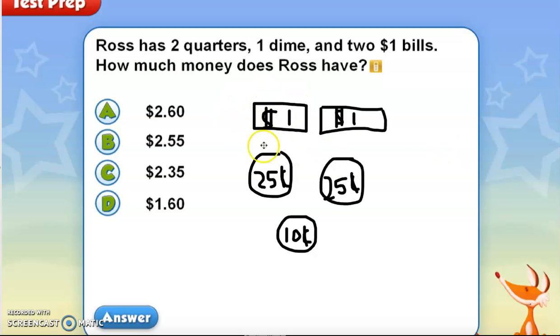So we have $2 bills, so $2. We have $2.25. Another 25 cents would be $2.50. And then the dime would be $2.60. So our answer for how much money Ross has is option A, $2.60.